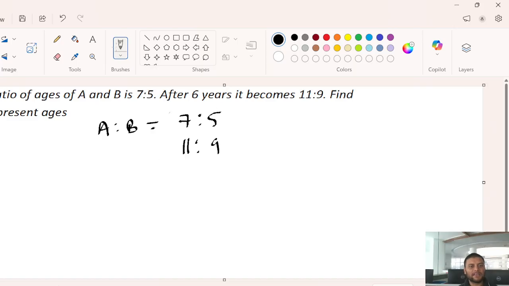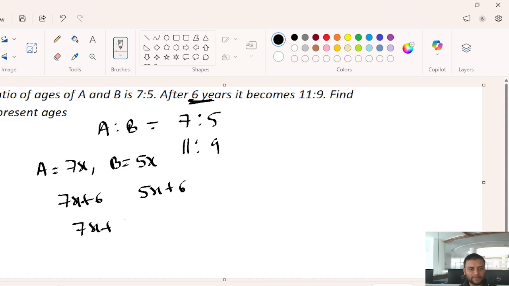First method is, as we know, we multiply with one variable. We say that A is equal to 7x, that is the age of A, and B is equal to 5x, that is the age of B. They are saying that after 6 years, which means 7x plus 6, this is the age of A after 6 years, and 5x plus 6 is the age of B after 6 years. And their ratio is given as (7x plus 6) by (5x plus 6) is equal to 11 by 9.